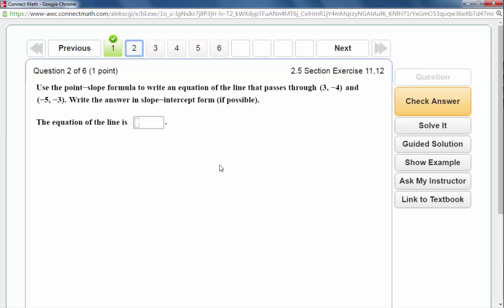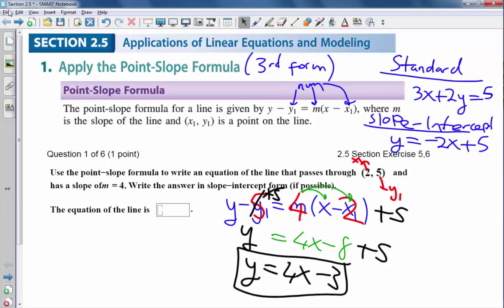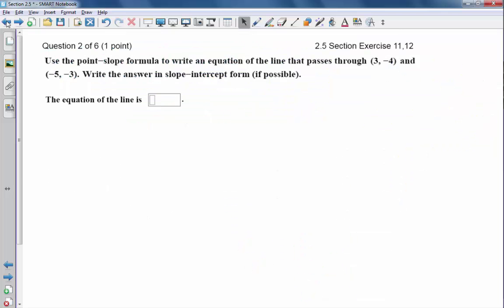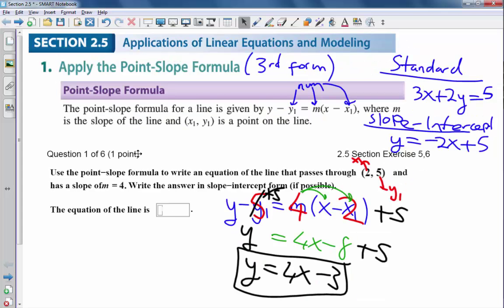Number 2. Pretty much the same thing, except what is the difference? In this question, you were supplied with the slope and point directly. What is missing on this one?